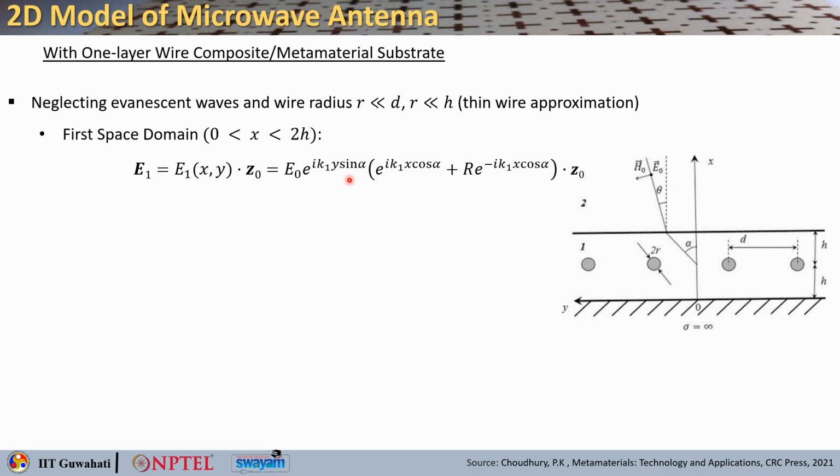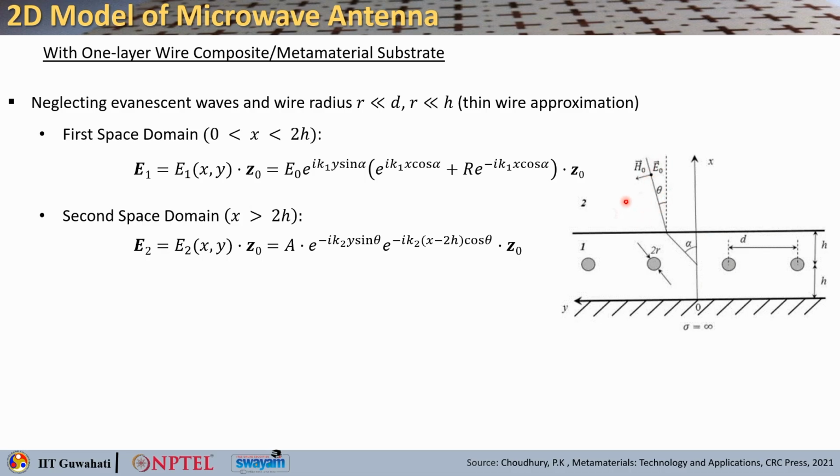So, E1 you can write as E naught e to the power i k1 y sin alpha. So, the wave makes an angle alpha with the x axis. You can also write e to the power this times e to the power i k1 x cos alpha, plus r, which will basically be the reflection that goes in the minus x direction. So, you have r e to the power minus i k1 x cos alpha, right.